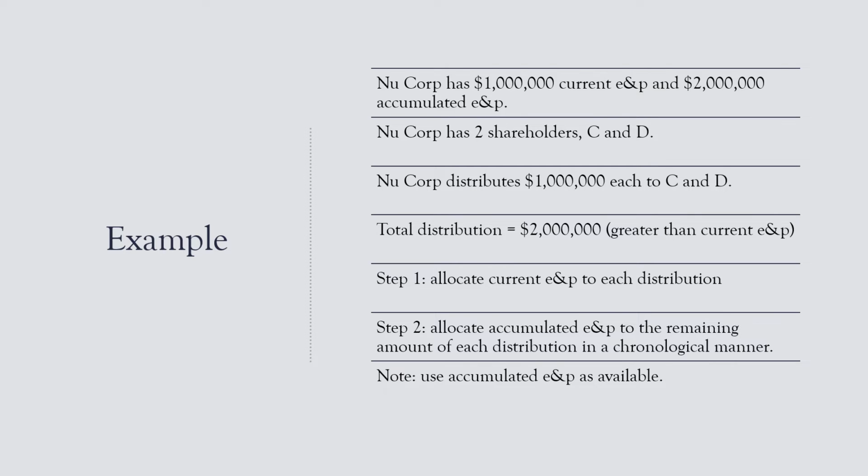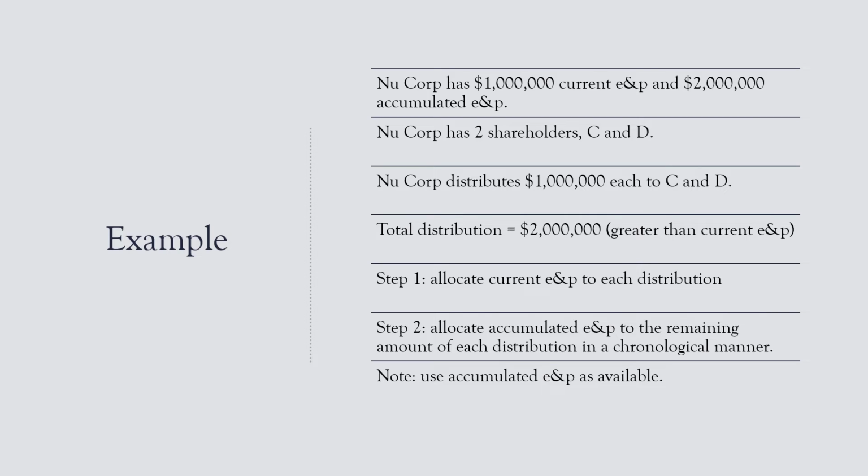And this 2 million figure is greater than the current earnings and profits of New Corp, which is 1 million. So what do you do in that situation? The first step, you allocate the current earnings and profits to each distribution. How do you go about that? To determine how much of the current earnings and profits goes to C, you consider the amount of distribution that was made to C. That's 1 million divided by the total amount of distribution, that's 2 million.